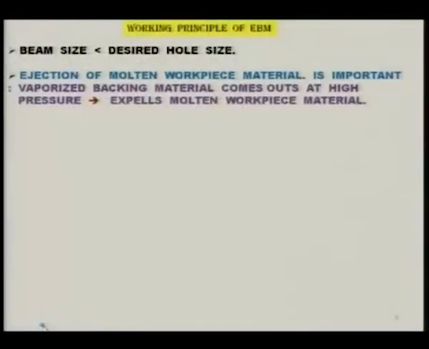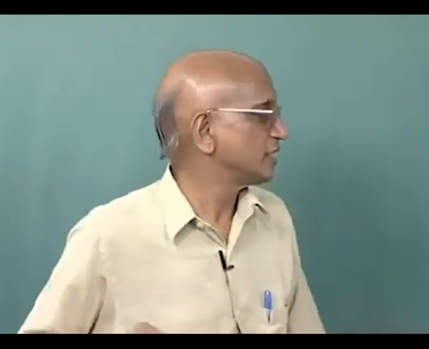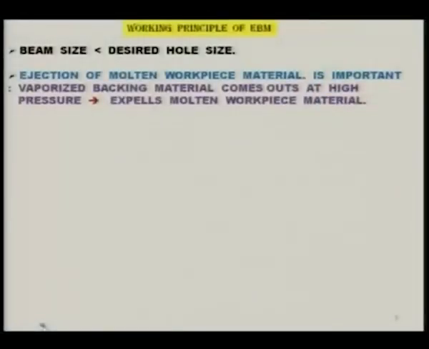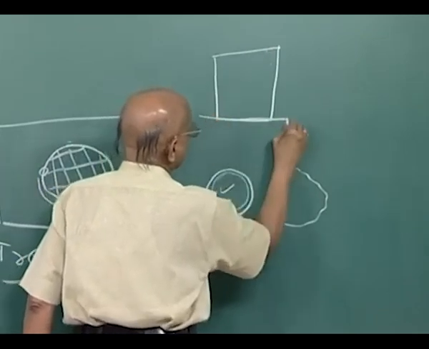Now ejection of molten workpiece material is very important. The vaporized material comes out at high pressure and expels molten material. This is important to understand, because I have mentioned that it is not used for high depth and most of the material is removed by both melting and vaporization. So now the question arises, when it is not a through hole, how this molten or vaporized material is going to come out. What happens really is that, suppose this is the workpiece where you are drilling the hole and here is the support.